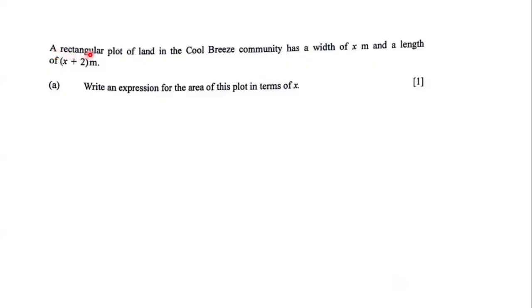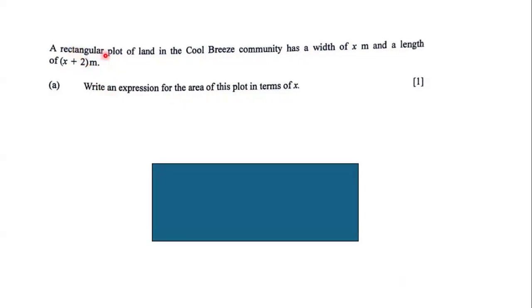A rectangular plot of land in Cool Breeze community has a width of x meters and a length of x plus 2 meters. Write an expression for the area of this plot in terms of x. Notice that it says that it's a rectangular plot of land. So here we have a rectangle.